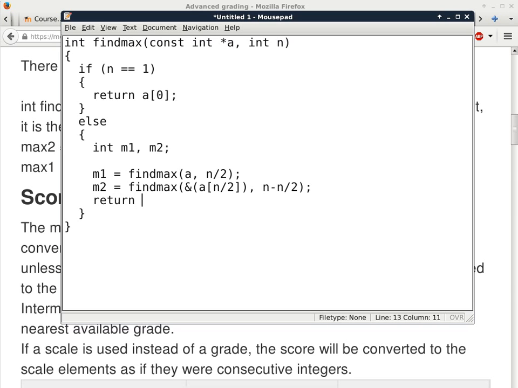So what I'll do is I'm going to say, well, this is the way I do it. You don't have to do it the same way. I just say if M1 is greater than M2, then go ahead and return M1 because it's the larger of the two. Otherwise, return M2. I just use a ternary operator. Some people like to use a conditional statement, which is fine, not a problem. Okay, so that's the answer.